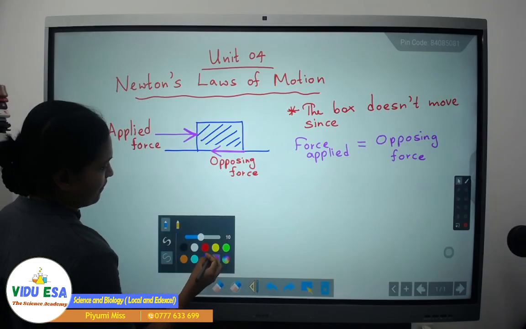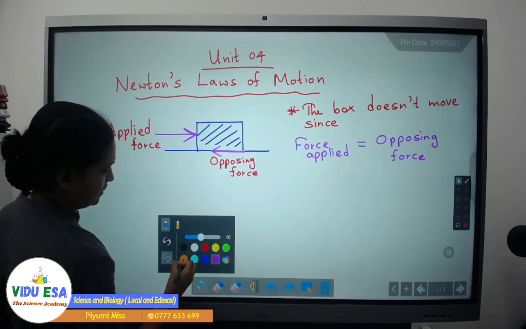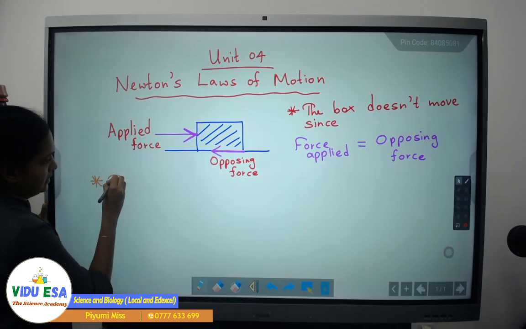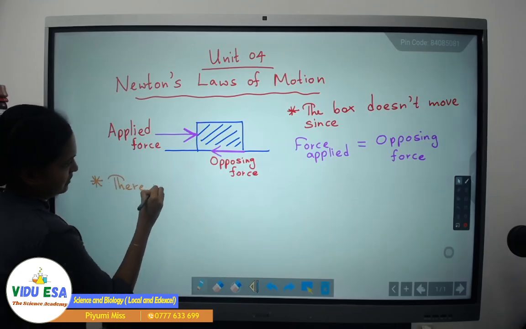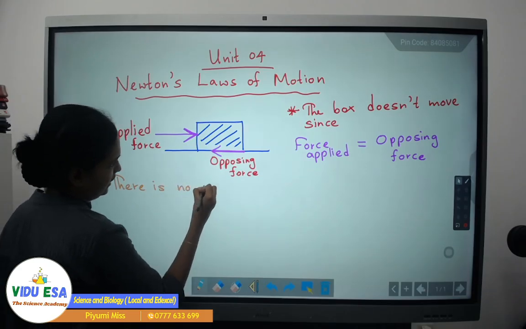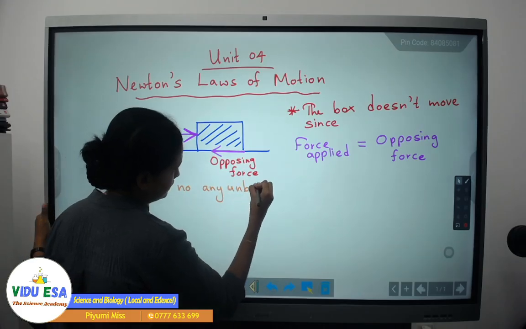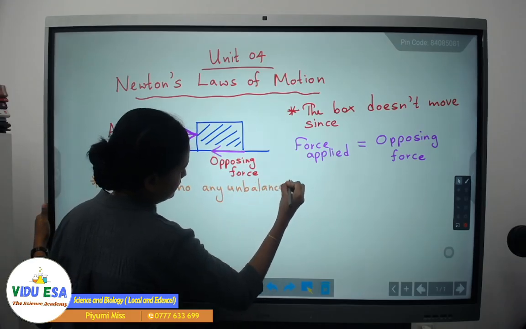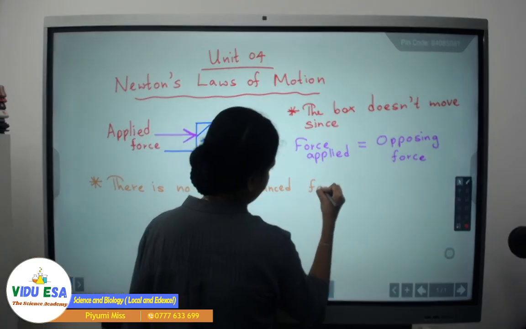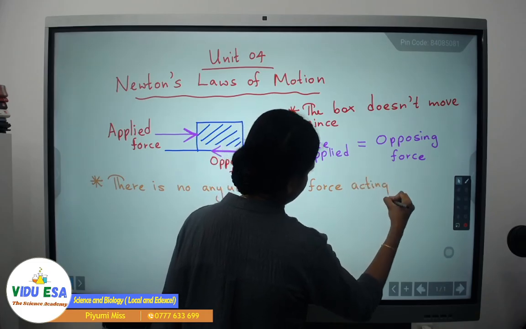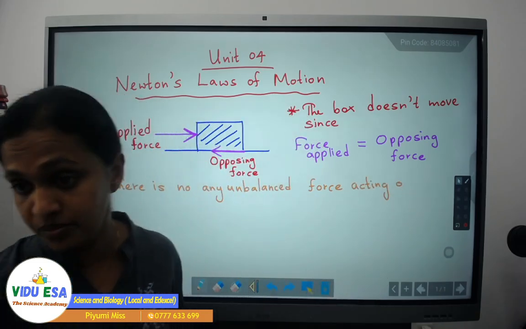And we'll say there is no unbalanced force acting on the object.